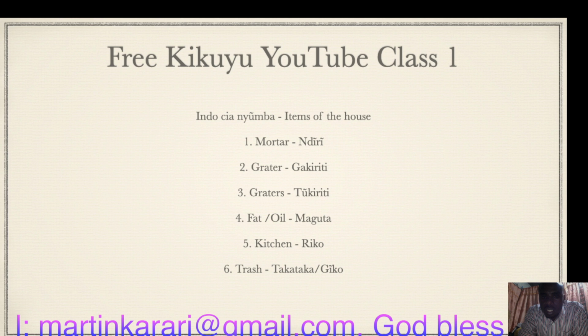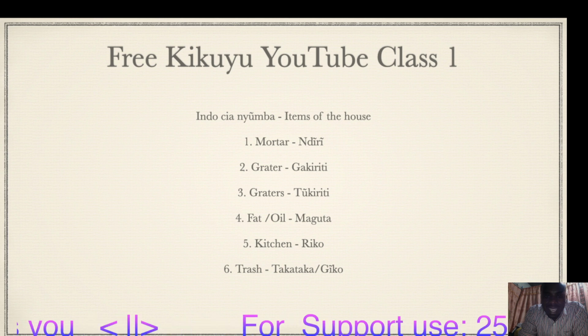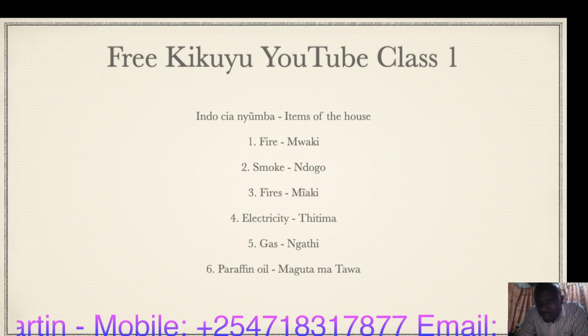Kitchen, riko. Trash, taka taka. Trash, taka taka or geko. Geko is also dirt. We go to the next one. Fire, mwaki. Smoke, dogo. Fires, meaki. What about firewood? Can you guess? Firewood is go. Okay, we go to the next.